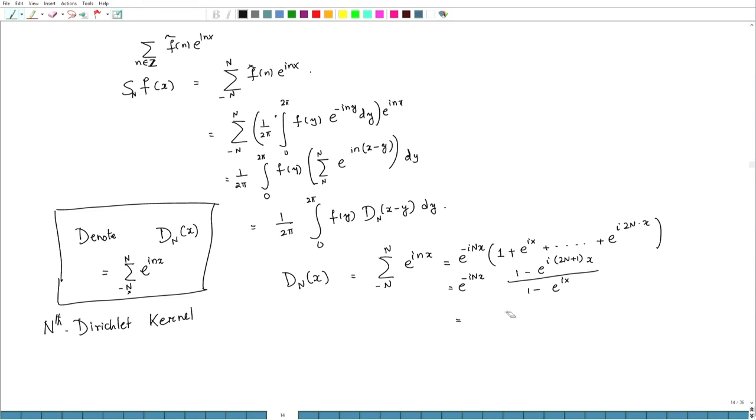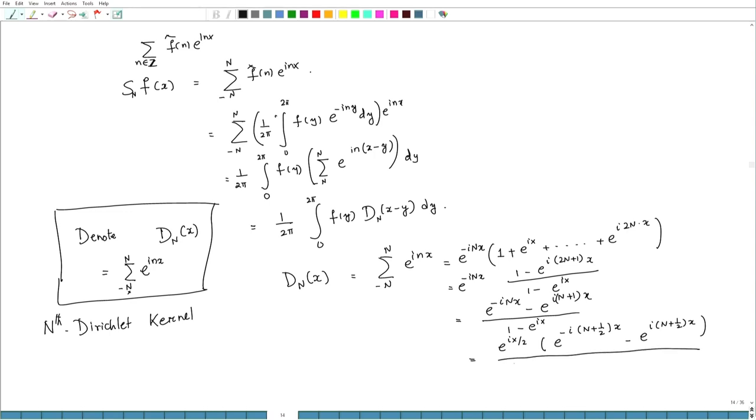Now, this is equal to e to the power minus i n x minus e to the power i (n plus 1) x, divided by 1 minus e to the power i x. Now, in order to have the symmetry, if I take out e to the power i x by 2, then this one is e to the power minus i (n plus 1/2) x minus e to the power i (n plus 1/2) x.